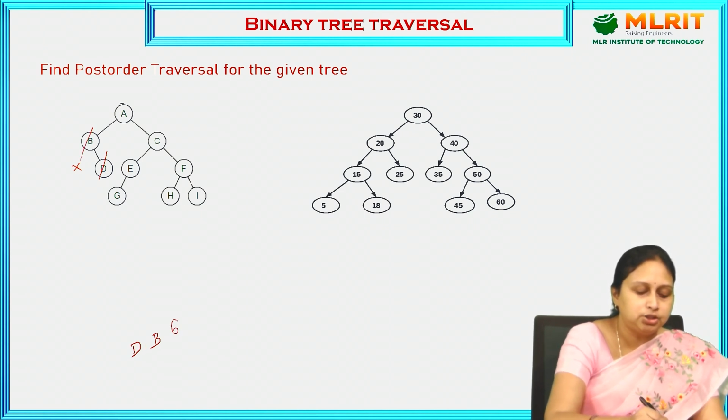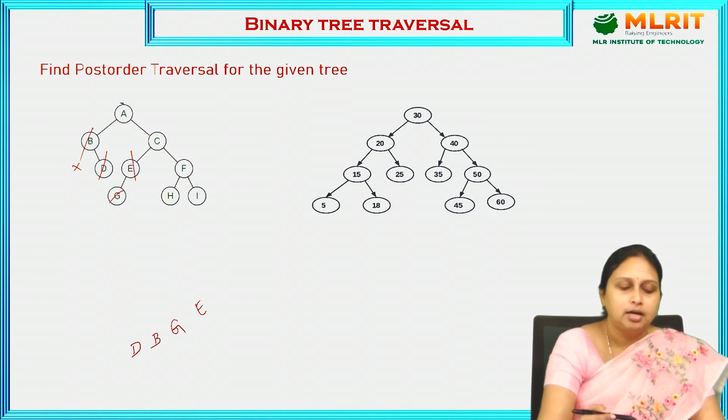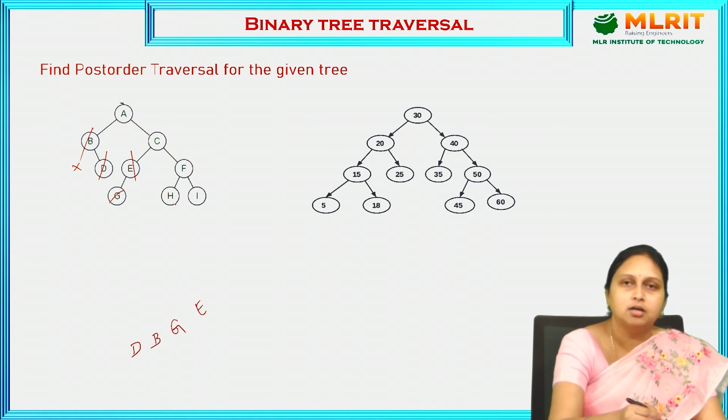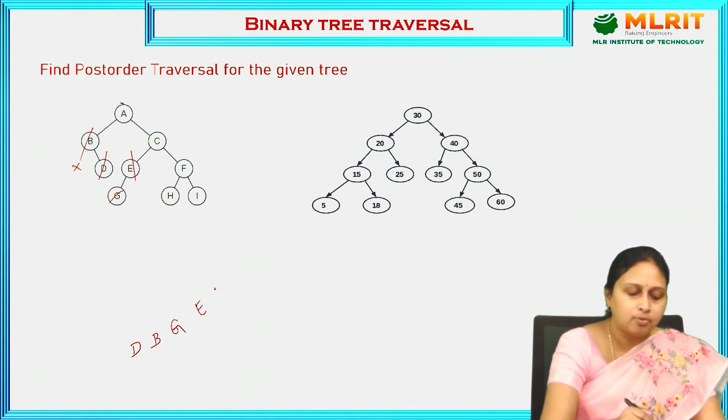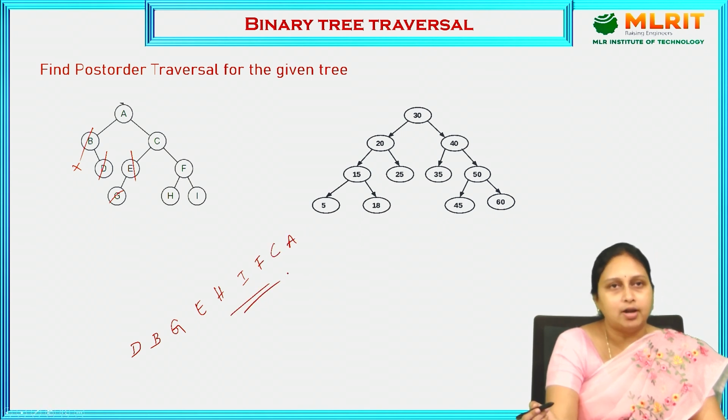Here you have G. G has to be removed first. Then after removing G, you are going to remove E. E has to be removed. Next, coming to this part, I can't directly remove C. Why? Because I am having the right subtree. Then I have to remove H, then I, then F, then C, then A. This is the post order traversal that we are going to get.